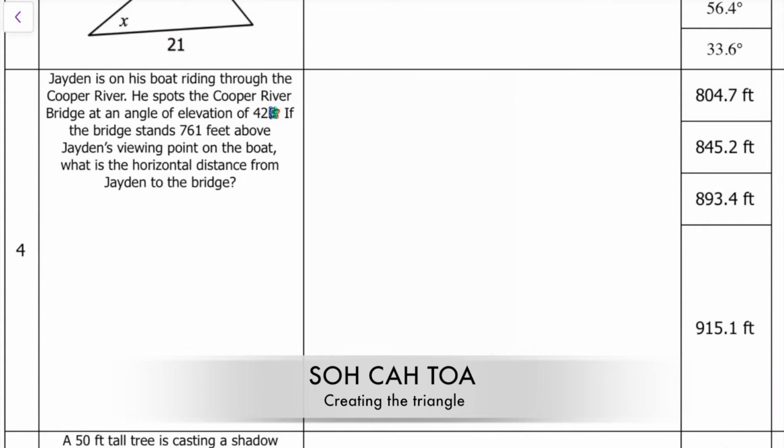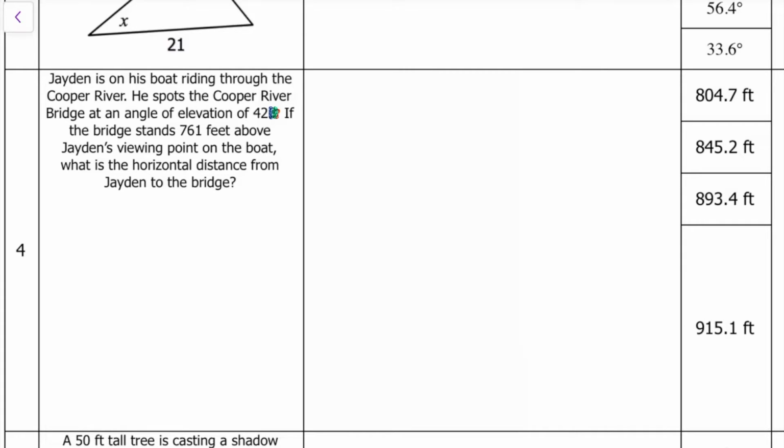For the last problem, we aren't given the triangle and we will have to draw it ourselves. The problem reads, Jaden is on his boat riding through the Cooper River. He spots the Cooper River Bridge at an angle of elevation of 42. If the bridge stands 761 feet above Jaden's viewing point on the boat, what is the horizontal distance from Jaden to the bridge? Now I'm just going to draw a triangle and try to label the sides of the triangle that are given.